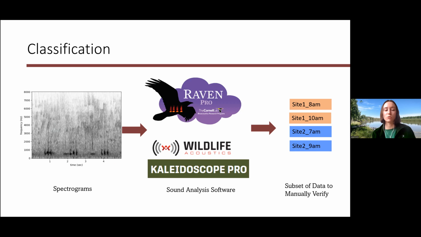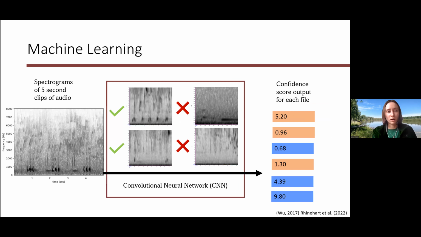And the way that Raven works is you put the spectrogram into it, and it picks out signals within a certain frequency band based on parameters that you give it. Kaleidoscope looks at the spectrogram and clusters signals into similar categories of sound. So each of these gives you a subset of data that you then manually verify without having to go through your whole data set. And the third method that I mentioned to you is machine learning, which is instead of using a pre-made classifier software, you use some kind of machine learning model that's been specially trained.